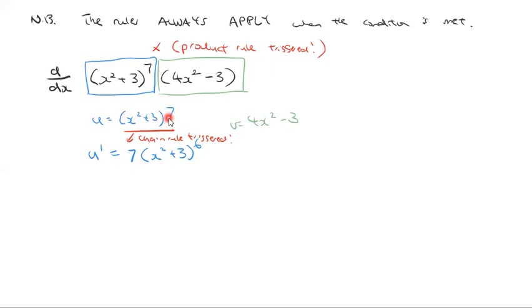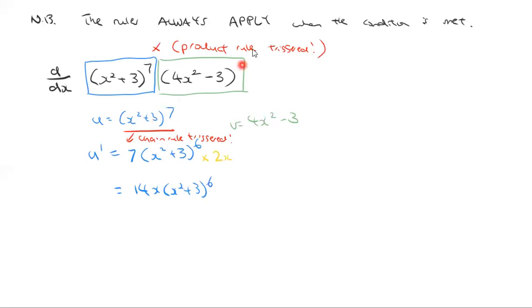So you bring the 7 down. So just treat it like a new question, right? You bring the 7 down, you've got x squared plus 3, but you need to multiply by the derivative of that. So yes, you do need to use the chain rule here.